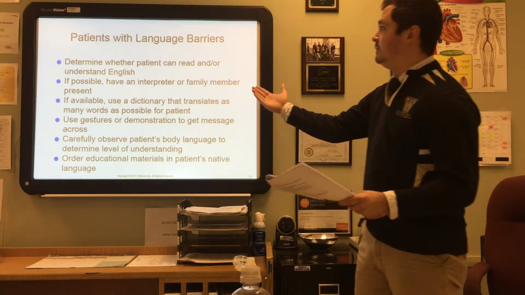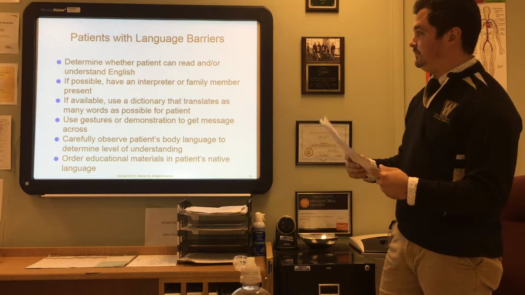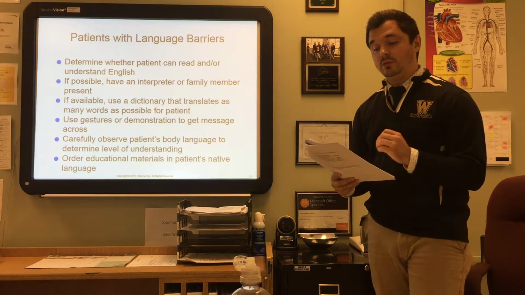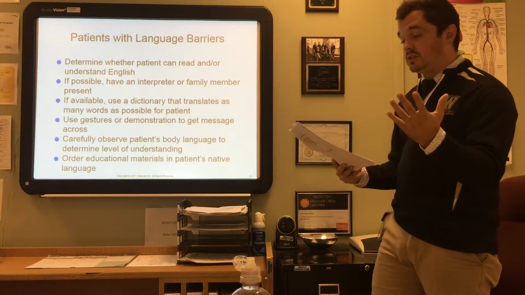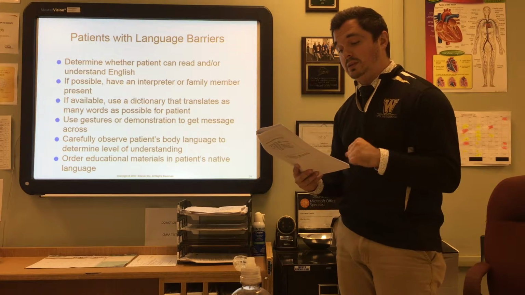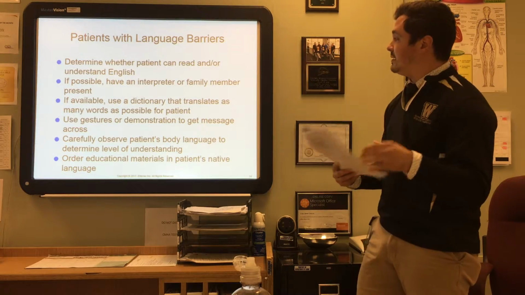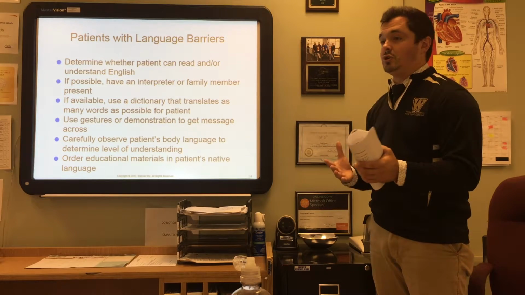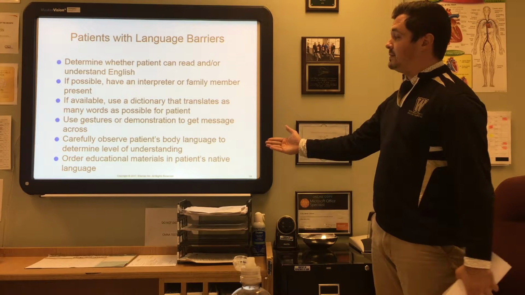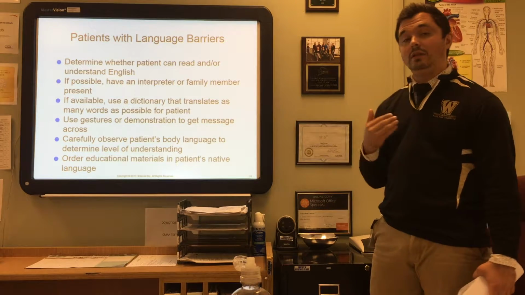Some more patients with language barriers here. Determine whether the patient can read or understand English. That's going to be step number 1. If possible, have an interpreter or a family member present that can help you with this. If available, use a dictionary that translates as many words as possible for the patient. Use gestures and demonstration to get the message across. Carefully observe your patient's body language to determine the level of understanding.